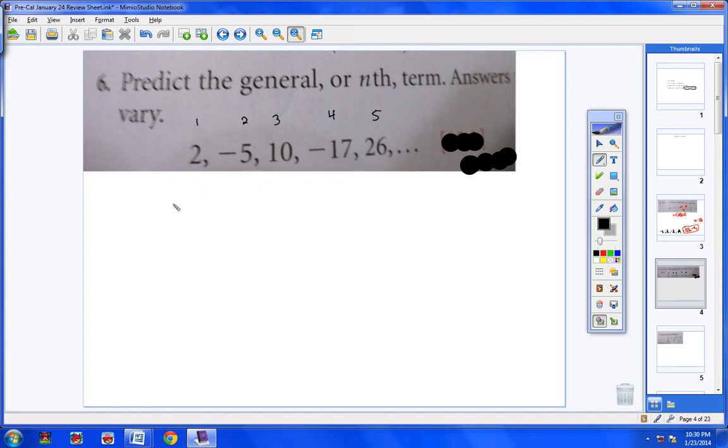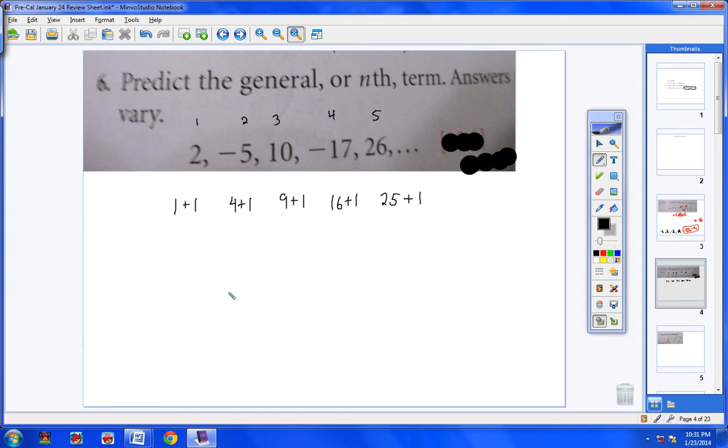For example, 1 is a perfect square plus 1. 4 is a perfect square plus 1. 9 is a perfect square plus 1. Actually, I said that wrong and I apologize. I would say right here, 16 is a perfect square plus 1, and 25 is a perfect square plus 1.